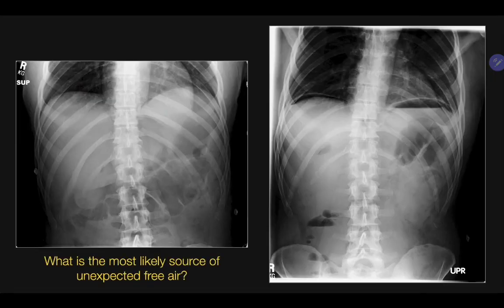Let's take a quick detour and consider our differential for abdominal pain and free air. Often people will think of any source of perforation as equally likely in this case. Most commonly, we'll think of perforated appendicitis, diverticulitis, and perforated ulcers. But is that really the case? Are all three of these equally likely?